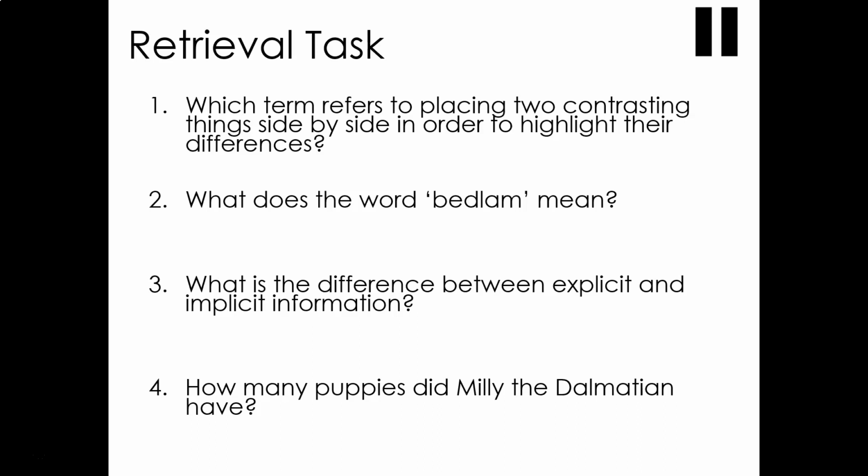Okay, so I'm going to whip through the answers here. Don't forget to pause the video again if you're not quite ready. And you can give yourself a mark out of 4. Number 1, which term refers to placing 2 contrasting things side by side? Well, this was the term juxtapose. I also used the term juxtaposition, but we said in the text that the writer juxtaposed the quietness and peacefulness of the farm against the chaos and noisiness of the arrival of those 16 puppies.